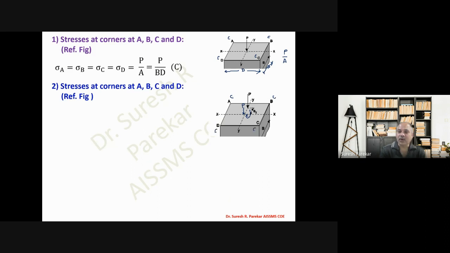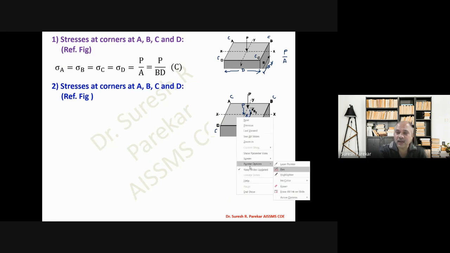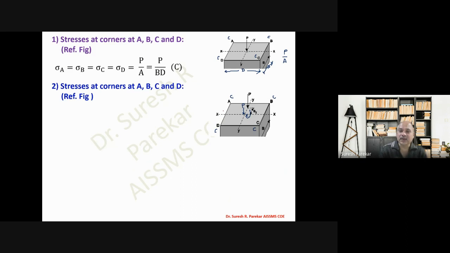And due to this moment, I will change the color so that you can understand it. The load is on this side. So we have due to M, compression here, compression here, tension here, and tension here.